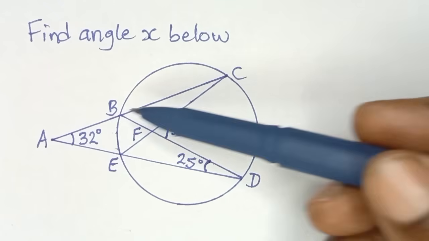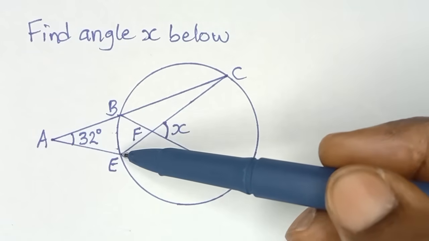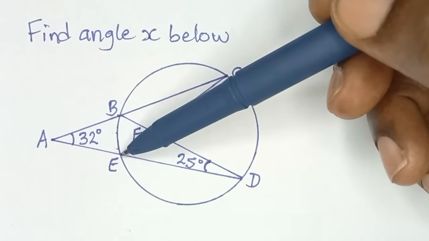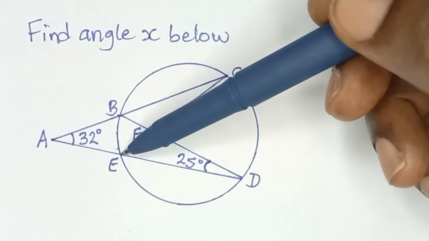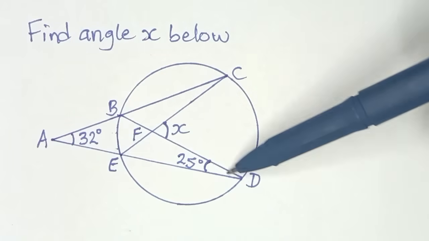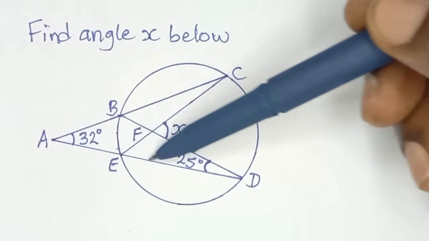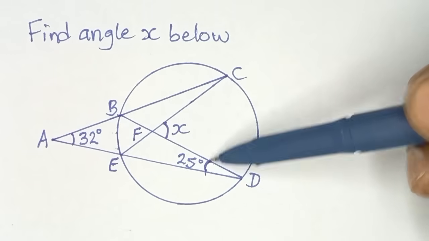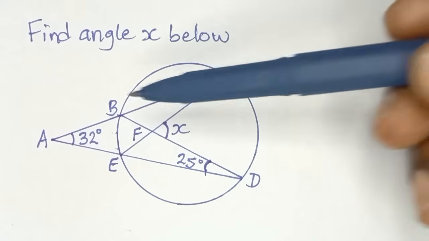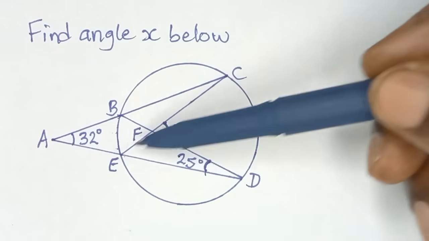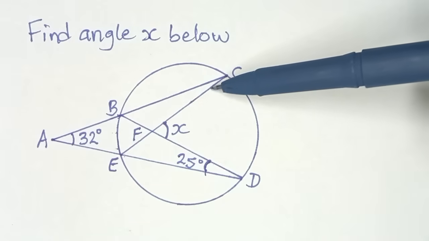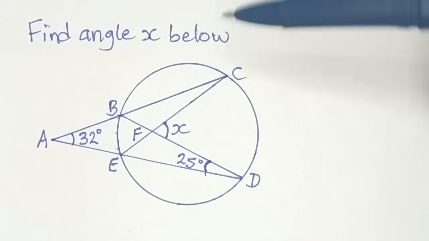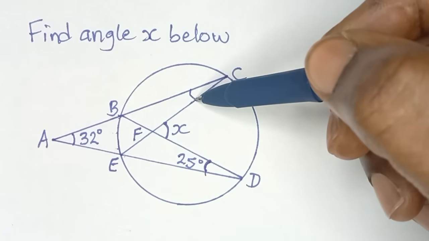Now, if you look at these points B and E, you agree with me that these 2 lines from B and E, I have this line coming to point D, and I have this line coming to point D. The 2 of them together form this angle 25 degrees. Then from the same points B and E, I also have 2 lines moving to another part of the circumference to form this angle at C, which is this angle.